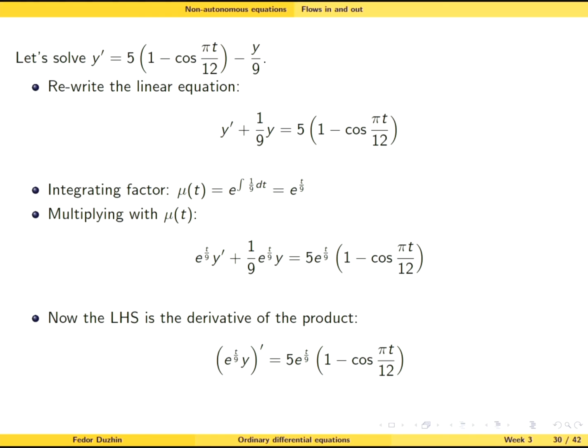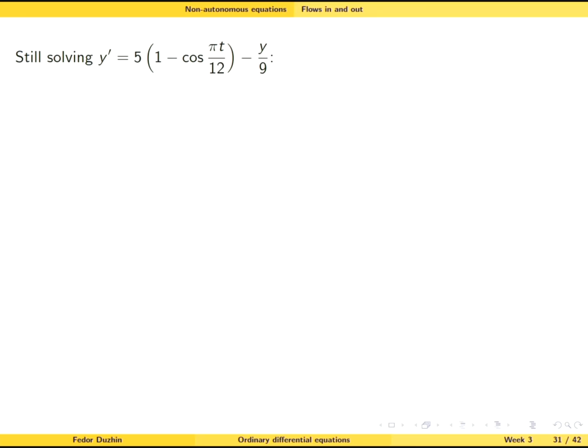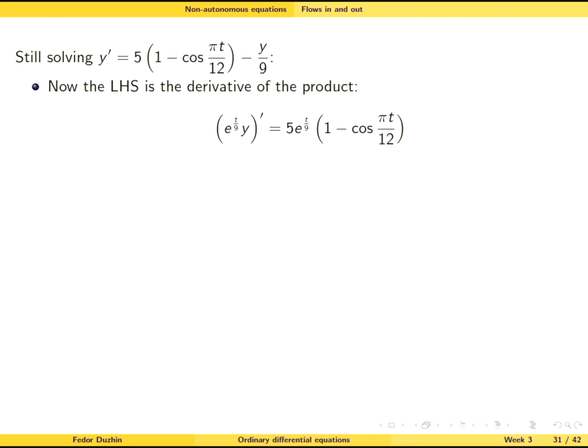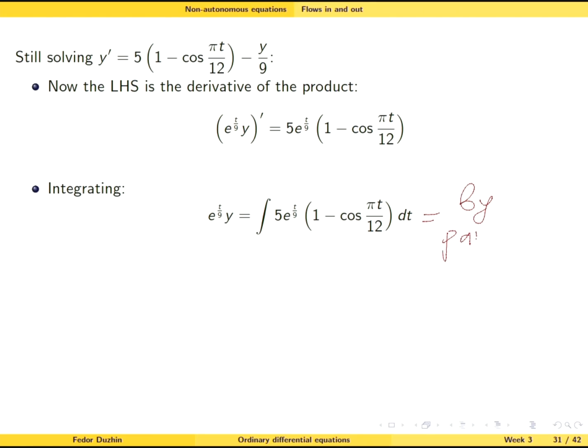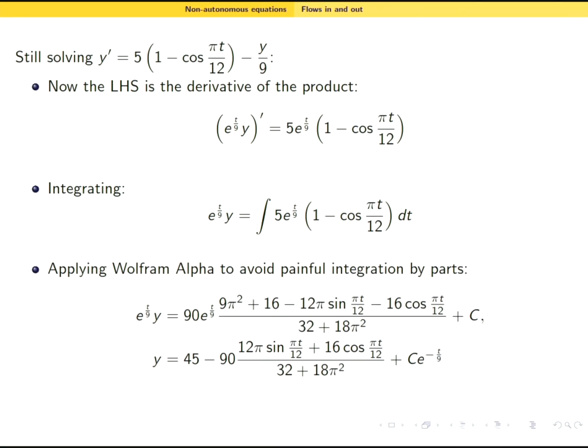Well, but then, since we found the derivative of this function, e to the t over 9 times y, it means that the function itself is going to be the antiderivative. And of course, you can try to find it by parts 2 times. Well, if you like integration by parts, yeah, please go ahead. I have done it probably thousands of times in my life, so I just did it on Wolfram Alpha for the sake of this lecture.